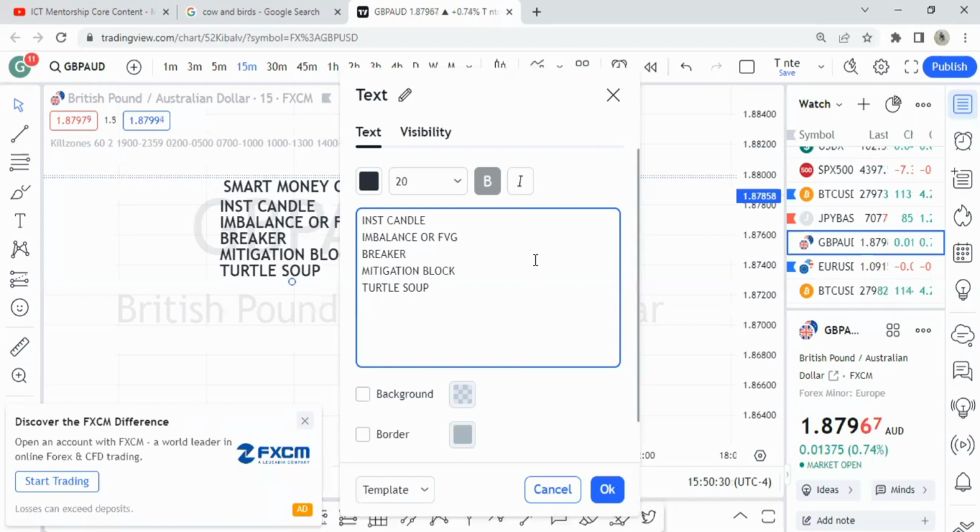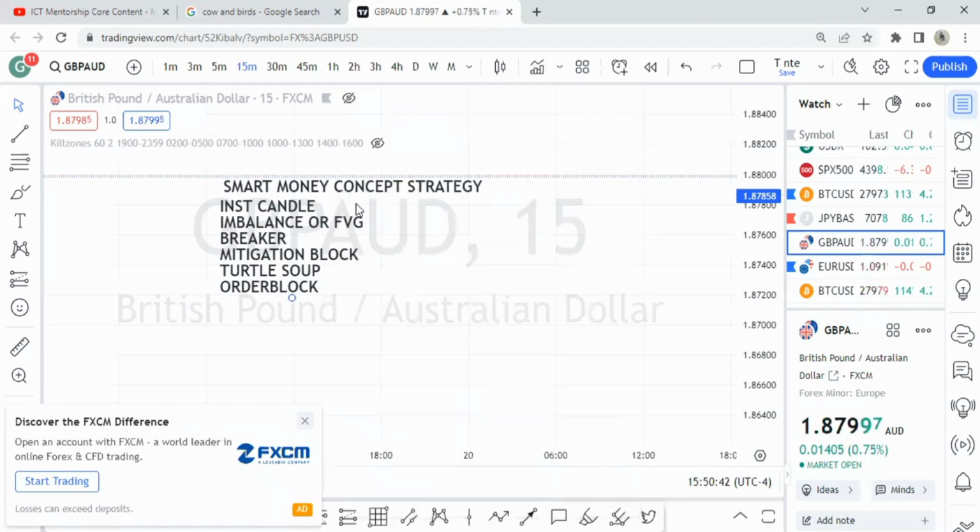Forgotten. Turtle soup. Yeah, if I remember it, I'll just type it in. We have other blocks. These are all smart money strategies, right? So all these strategies can stand alone and they can also depend on each other.